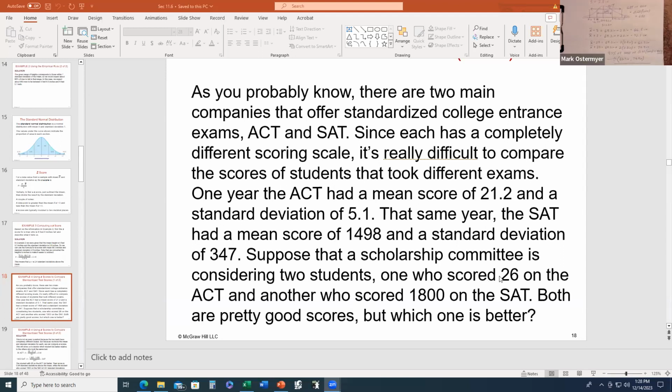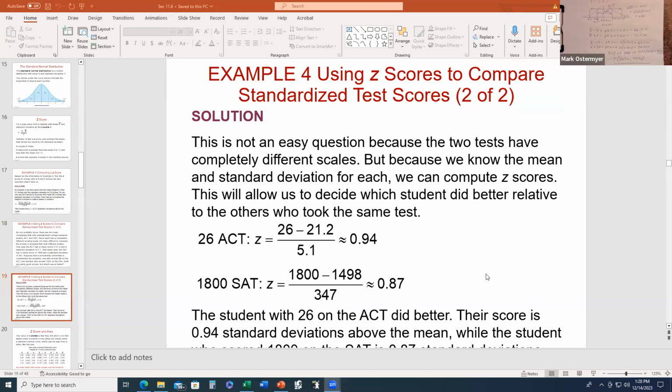So it's virtually impossible to ascertain who scored higher on the respective exam. Did the person score higher on the ACT or did the person score higher on the SAT? We don't know. And you're not going to know until you level the playing field. The only way you level the playing field is to convert each of these exam scores into corresponding z-scores.